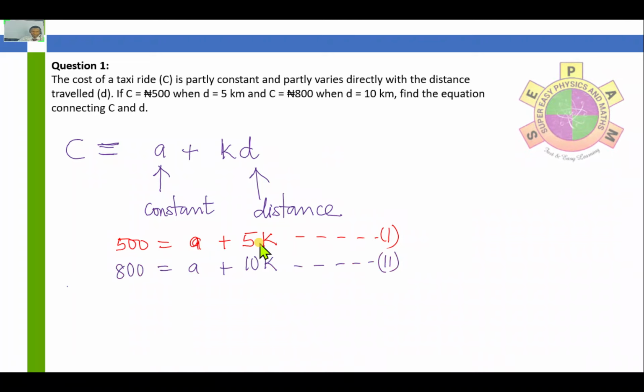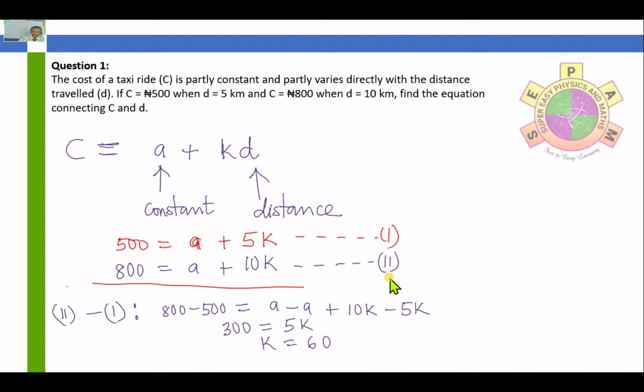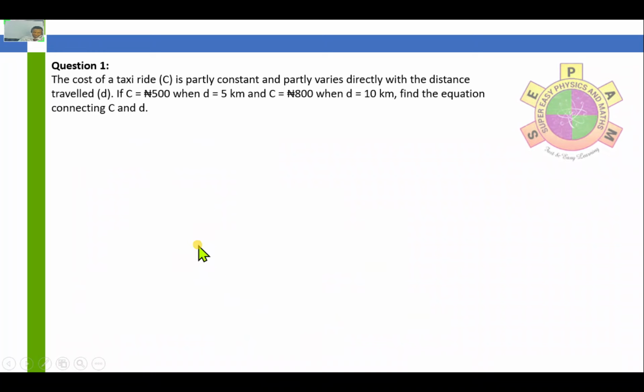So let's look at the second one, which is given: a 10-kilometer ride costs 800 naira. So we'll solve these two equations simultaneously. So subtract equation 1 from 2. That gives us the value of K as 60. So what we need to do in order to get A so that we can solve this relationship, you substitute this K into any of the two equations, either equation 1 or equation 2. But we are going to use equation 1, which has the smaller value.